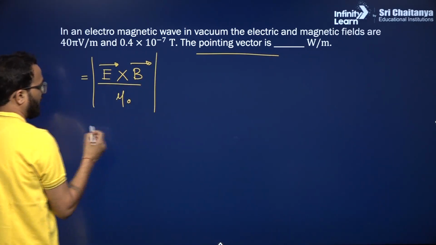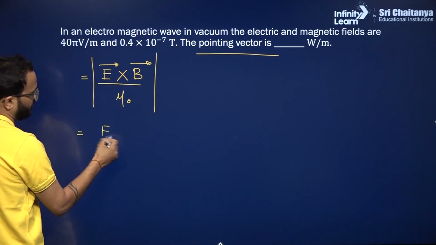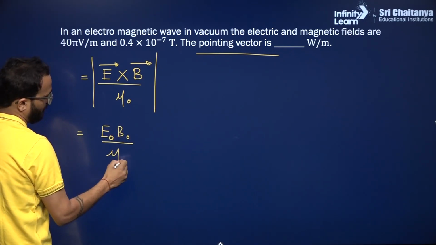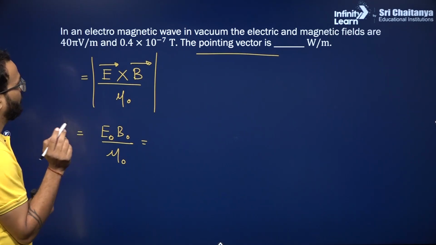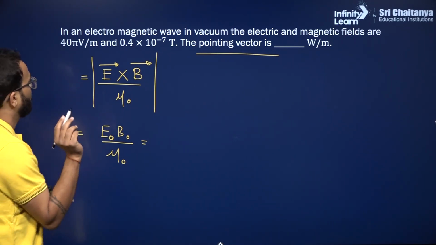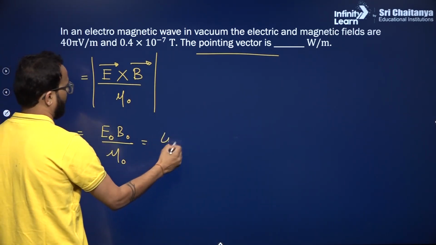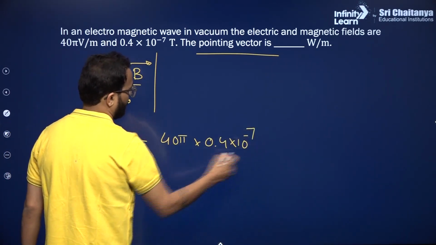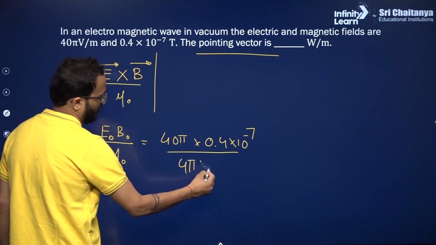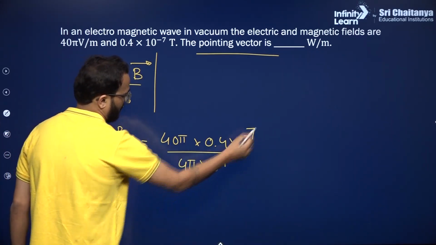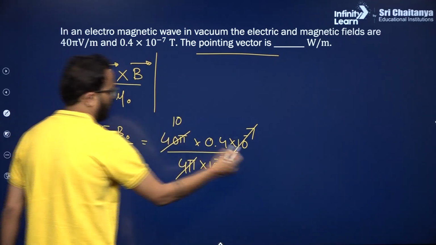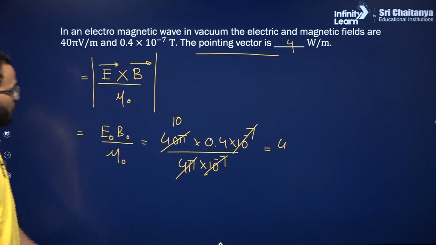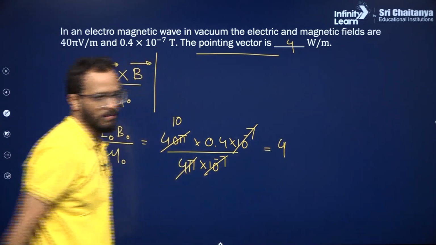So Poynting vector is vector E cross vector B upon mu naught. If you take its magnitude, it will be E naught B naught by mu naught. What is E naught given? 40 pi. So 40 pi into 0.4 into 10 to the power minus 7 upon 4 pi into 10 to the power minus 7. Gone, 4. Clear? Formula based question, simple.